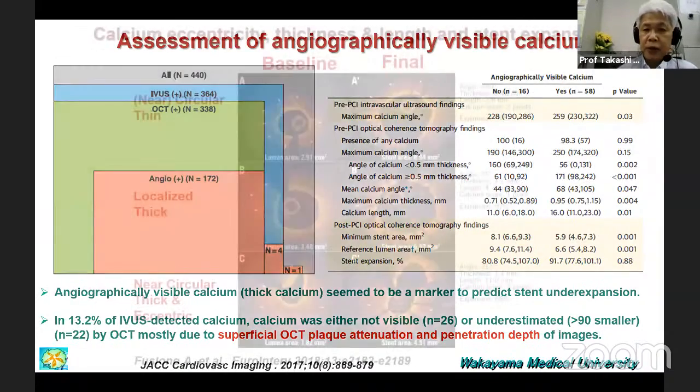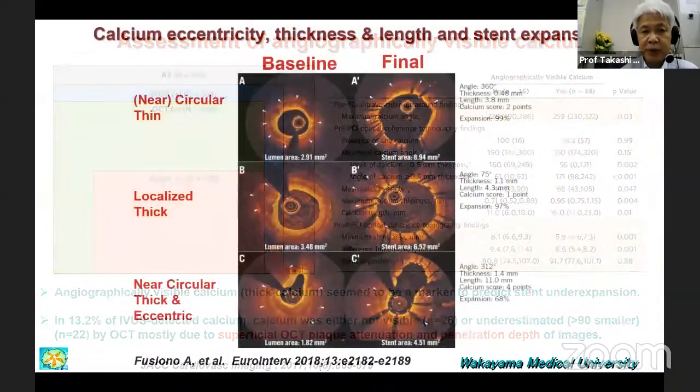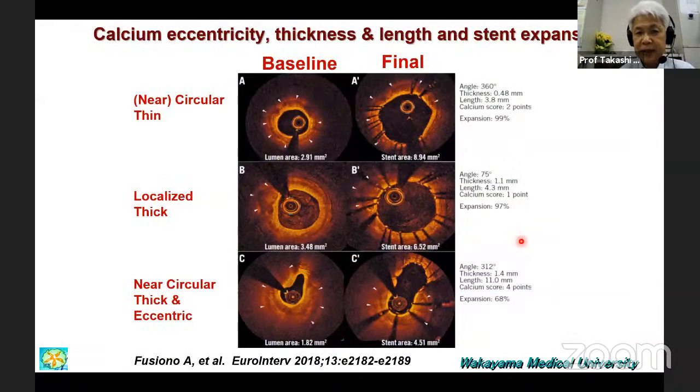Right. So this is the relation between calcium eccentricity, thickness, and length and stent expansion. Even in a case with circular calcium, if it is thin, we can make a fracture of the calcium and we can obtain a good lumen area after stenting. But if the calcium is very thick but localized, we can obtain a good lumen area after stenting because the other portion will expand.